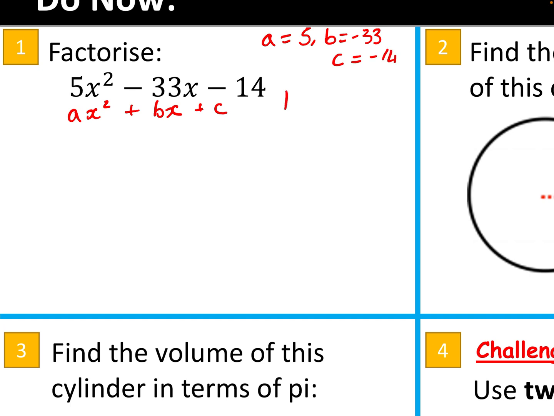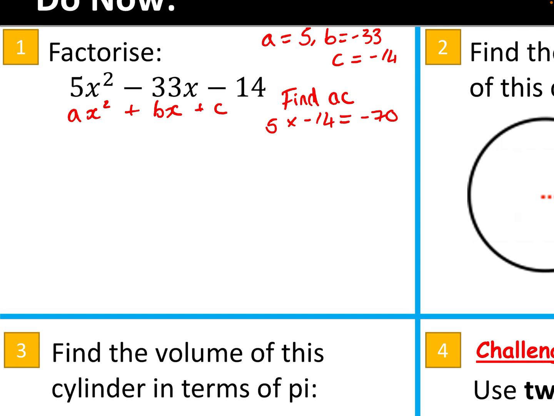Next up, I need to find AC. That was always step 1 when factorising quadratics with a coefficient of x squared. AC means to multiply the two, so I'm going to do 5 times negative 14, which will give me negative 70, and that negative again is important.